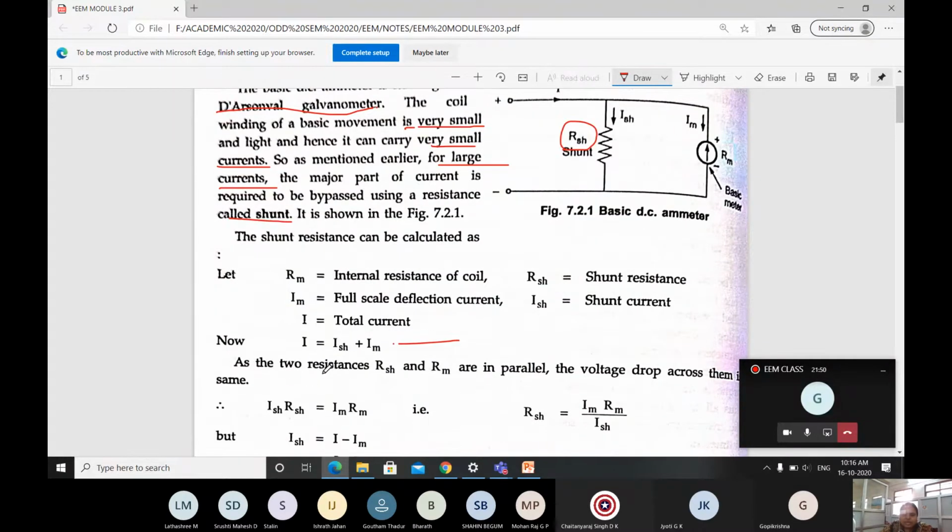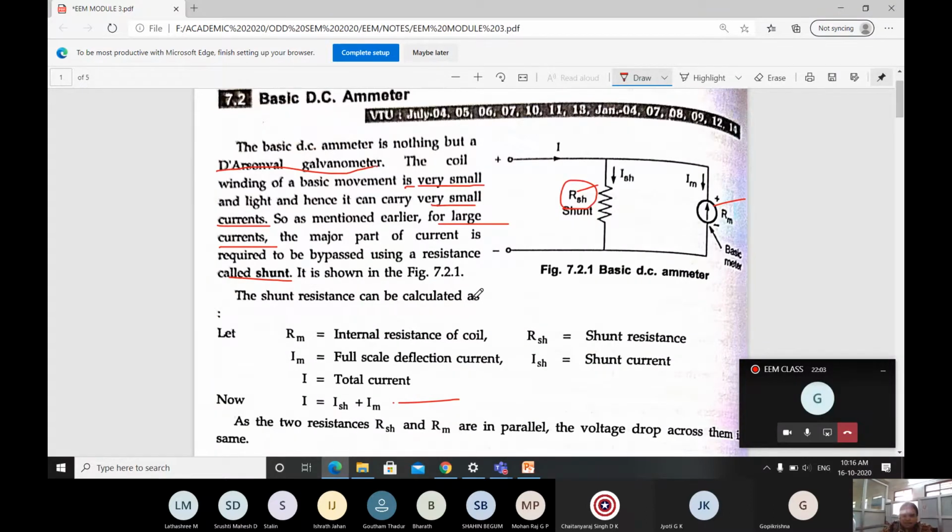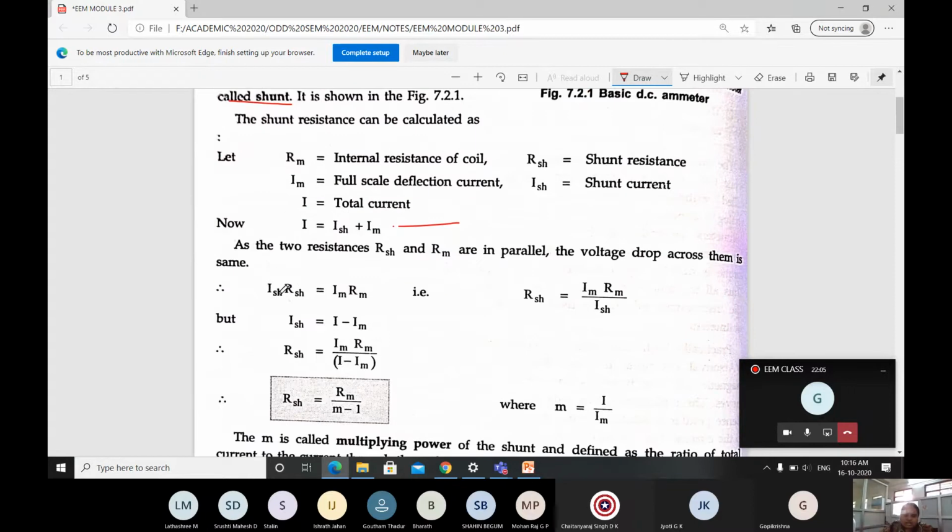Then as the two resistances, RSH and Rm, are in parallel, the voltage drop across them will be the same. Then ISH into RSH is equal to Im into Rm. Therefore, I can write RSH as Im Rm divided by ISH. From the first equation, ISH is equal to I minus Im. Therefore, substitute for your ISH here.